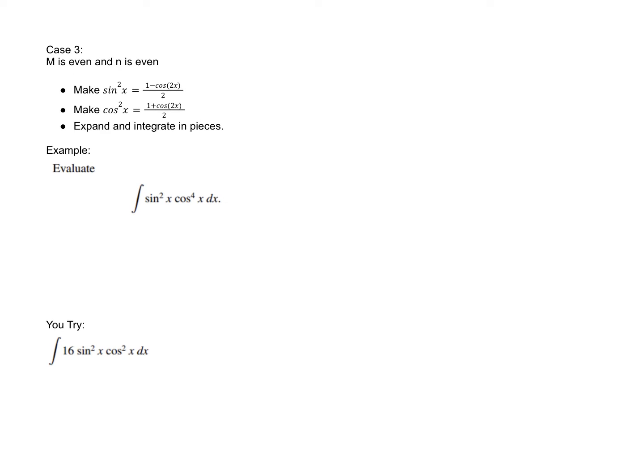So first of all, let's go ahead and change this up because we need to have a cosine squared. So I'm going to make this a cosine squared that is squared. Now I'm going to take sine squared x out and replace it with 1 minus cosine of 2x over 2. And I'm going to take the cosine squared and replace it with 1 plus cosine of 2x over 2. Don't lose your square.